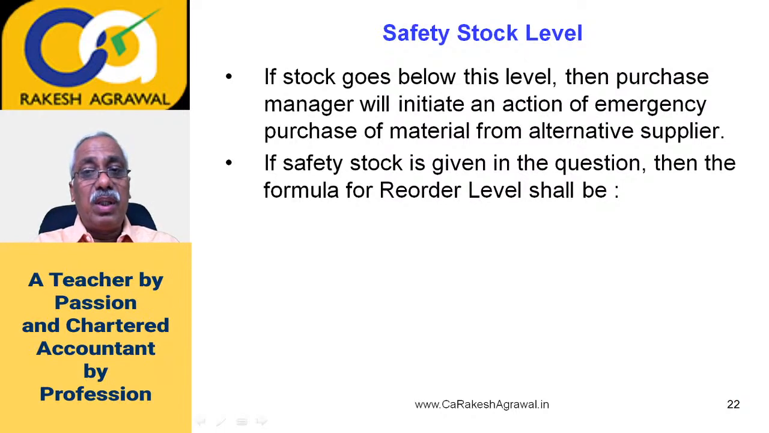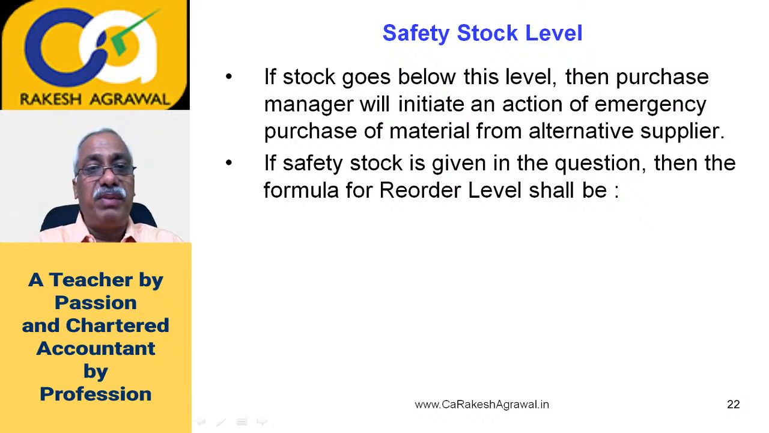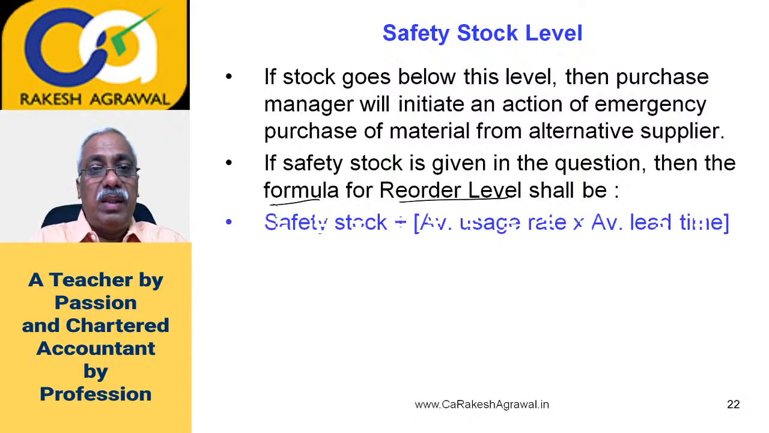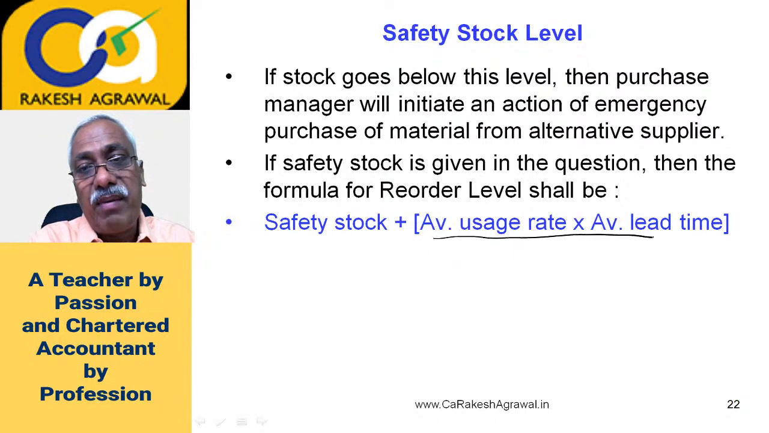Now, either safety stock is given in the question or you can calculate it using the formula which we had seen. What formula had we seen for safety stock? Average usage rate into time required for emergency purchase. So either you will use the formula or it will be given in the question. But whenever you are calculating safety stock, there is a slight change in the formula of reorder level also. See, we had seen the reorder level formula as average usage rate into average lead time.